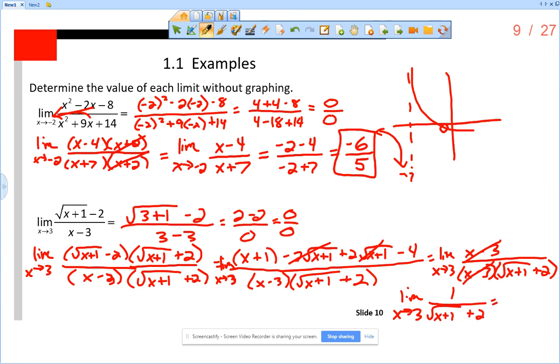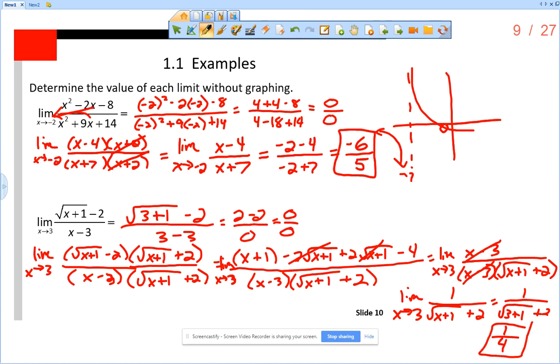So now I revert back to step 1. I re-evaluate. I get 1 over the square root of 3 plus 1, plus 2. So 3 plus 1 is 4. Square root of 4 is 2. 2 plus 2 is 4. So my answer is 1/4.